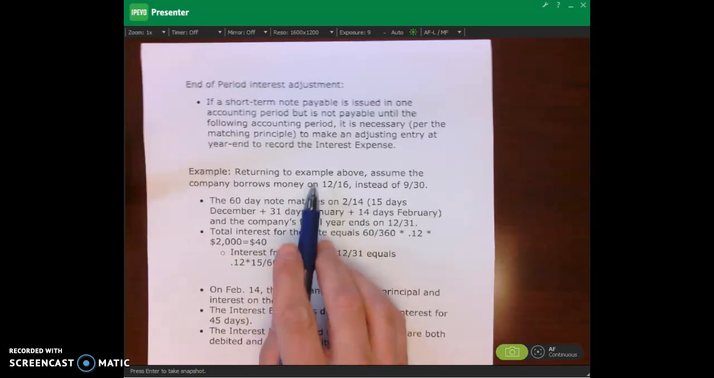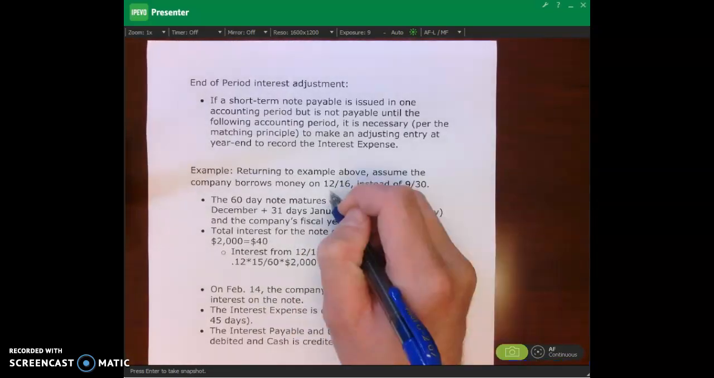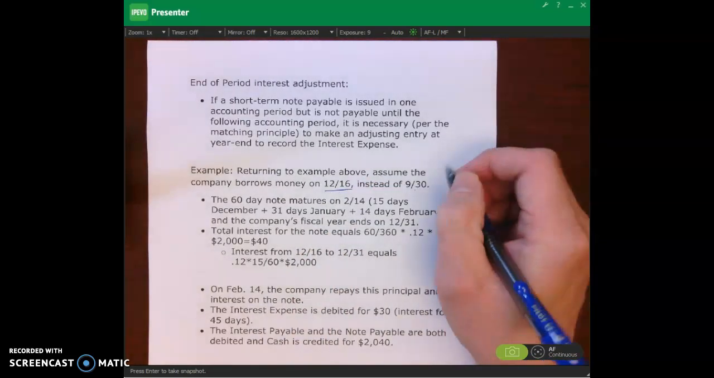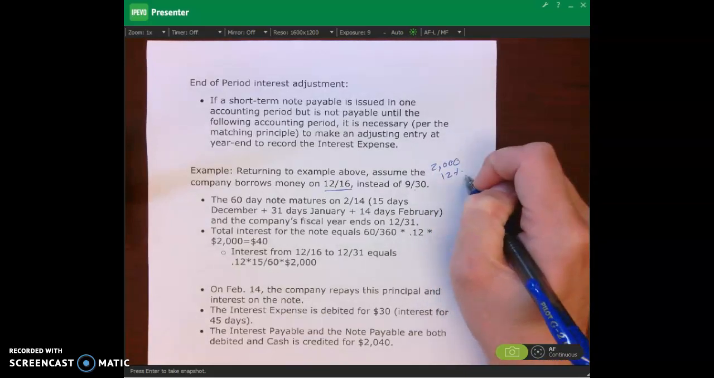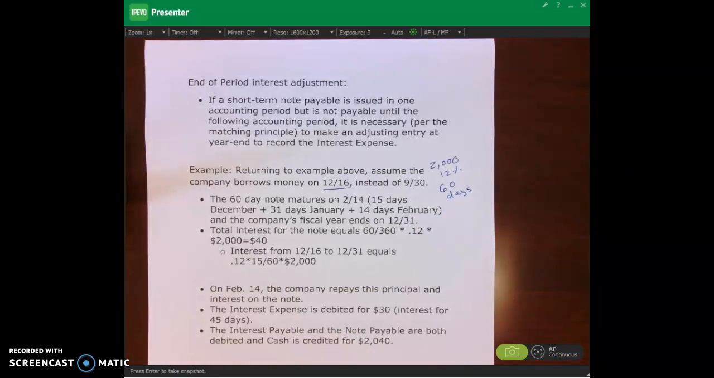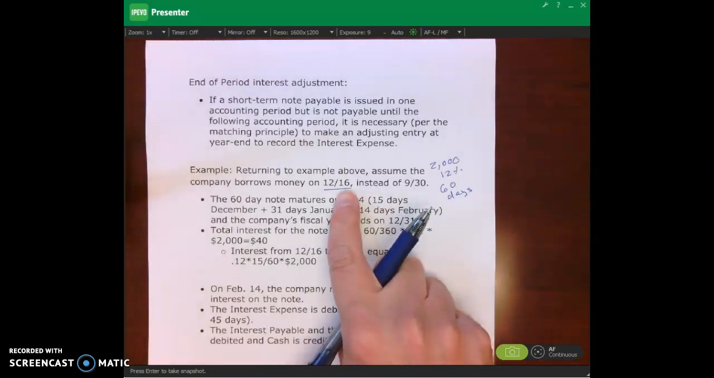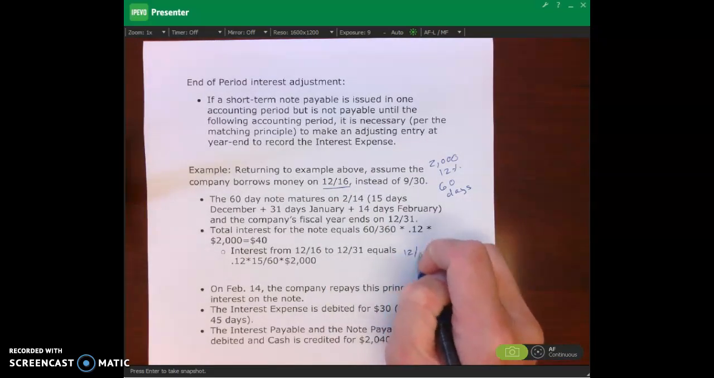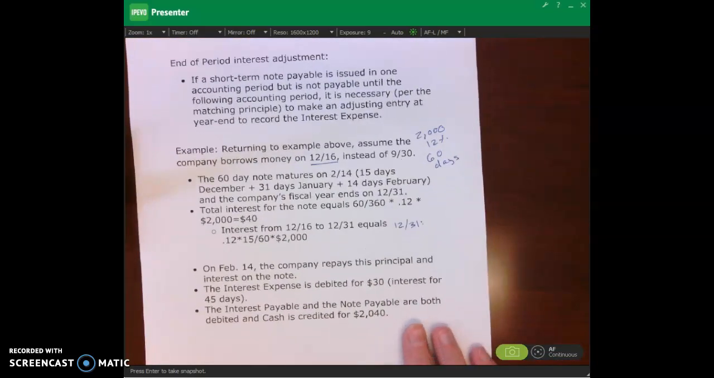So we can say over here, returning to that example, the company borrows money not on 9/30, but on 12/16. Remember, that was our $2,000, 12% interest rate, and then 60-day note. 60 days. So those were our assumptions. Well, on 12/31, let's say that rather than on the 30th, we borrowed the money on 12/16. So on 12/31, we have to do our end-of-period interest adjustment, right?